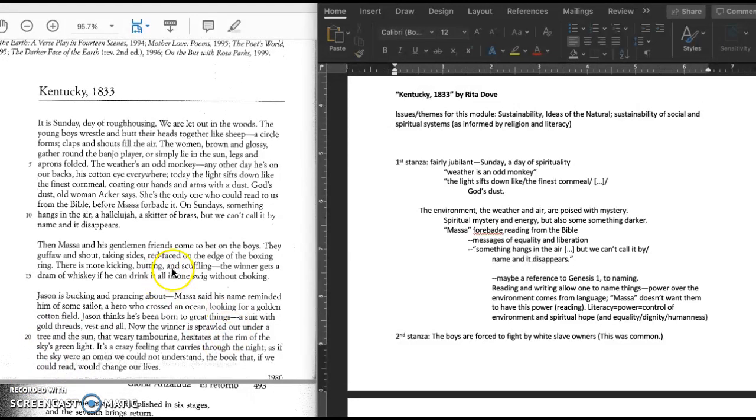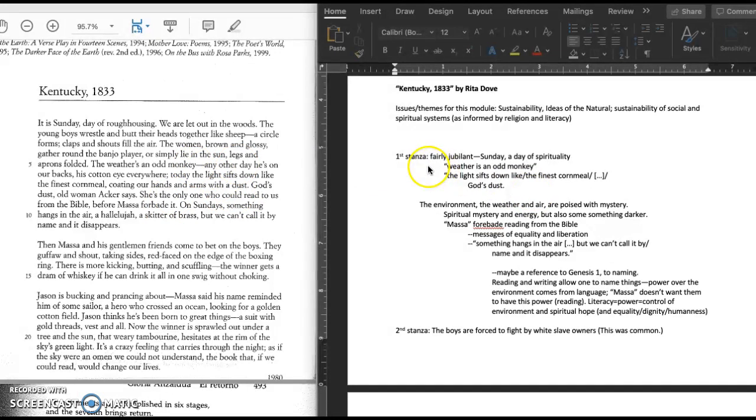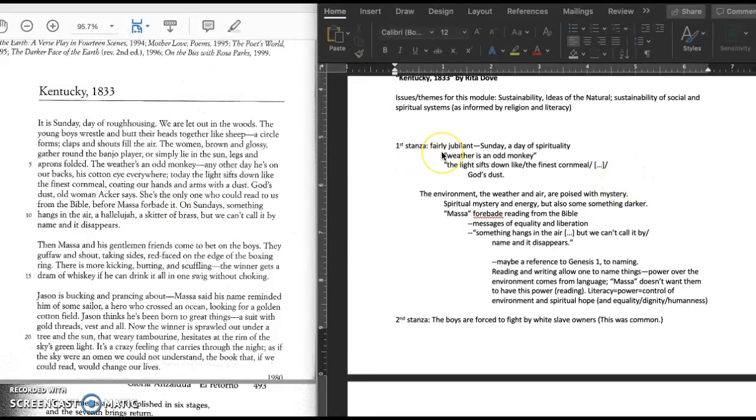So if we want to go back then, we can look at what each stanza is doing to build this conflict. Here's what we might say briefly about the first stanza. It's Sunday, a day of roughhousing. We're let out into the woods. You can see there's some control here. They are let out into the woods, right? And then we can see what looks like a really nice community scene. You have the young and the old all relaxing in the sun and doing all these nice things. Somebody's reading from the Bible, which would have been a major form of entertainment at the time, certainly. So the first stanza I just jotted down, fairly jubilant Sunday, also a day of spirituality. So it's setting this sense of the Bible being important.